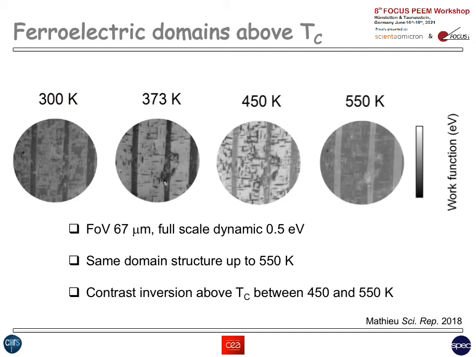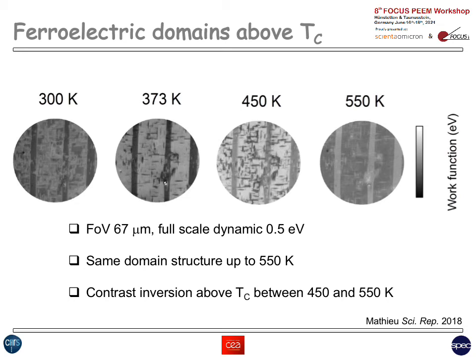And this experiment, and here's the main result of the work, this experiment we've done for a series of temperatures. First at room temperature, that's what I showed you. Then at about 100 degrees C, so still below the Curie temperature. Then we passed the Curie temperature, we carried out the same experiment at 450 K, and then finally 550 K.